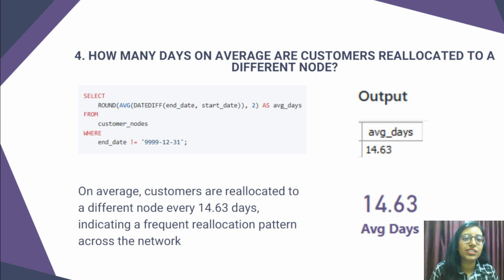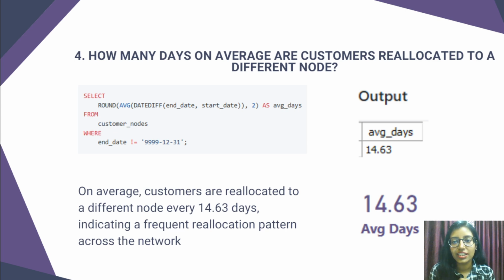For this, the query I wrote uses the datediff function. This is a very important function. Why is the datediff function used? It is used for calculating the difference between two dates. I want to calculate the average days between dates. So that's why I use datediff. Inside it, we pass the parameters end date and start date.